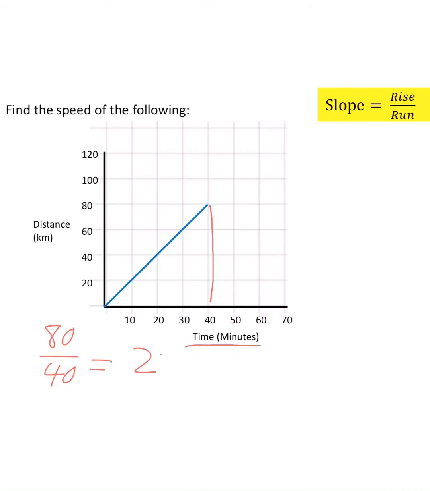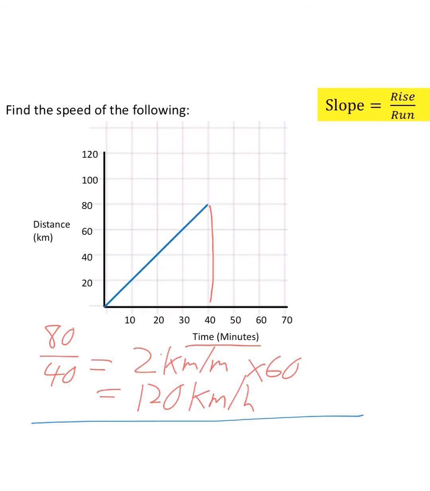So what we could do, seeing as this is kilometers per minute, I can multiply by 60, and that now changes it to kilometers per hour. So that would be 120 kilometers per hour. The other way I could have done it, the 40 minutes, that's 40 over 60, which simplifies to 2/3. And then I could have done 80 divided by 2/3, which would have also given me 120 kilometers per hour.